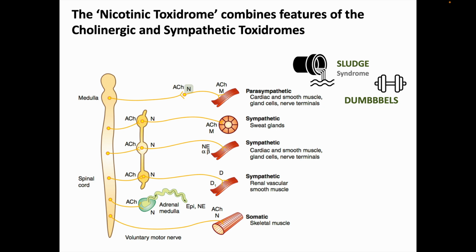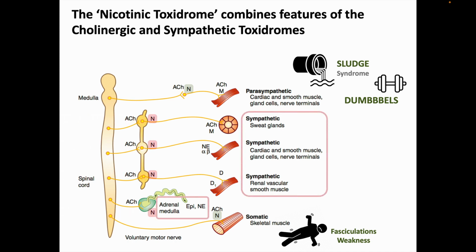That can result in sludge syndrome, or the dumbbells mnemonic, as described in the toxidromes presentation for this course. Excess nicotinic tone at the neuromuscular junction can lead to muscle fasciculations, weakness, and flaccid paralysis, just as seen in the cholinergic toxidrome. But nicotine is also involved in the sympathetic branch of the autonomic nervous system and will overstimulate nerves in the sympathetic ganglia and at the adrenal medulla, resulting in some features of a sympathomimetic toxidrome too.